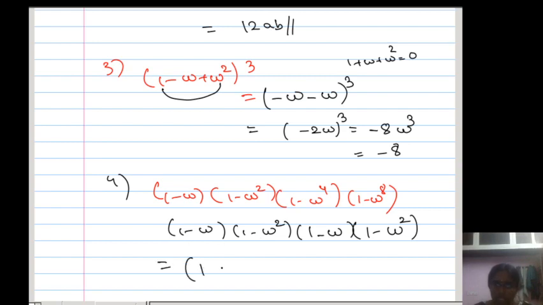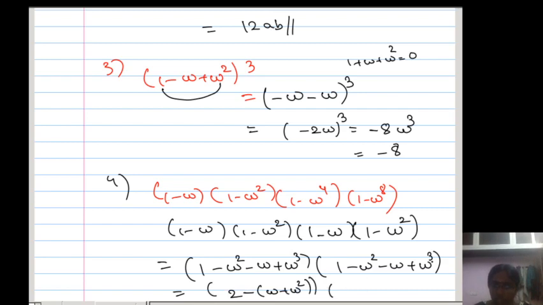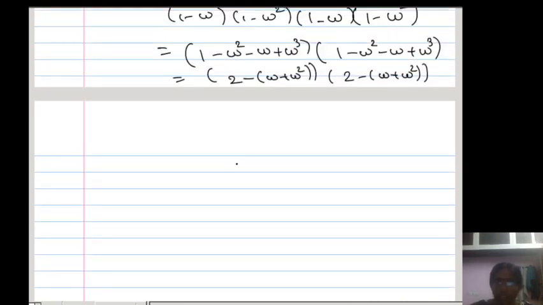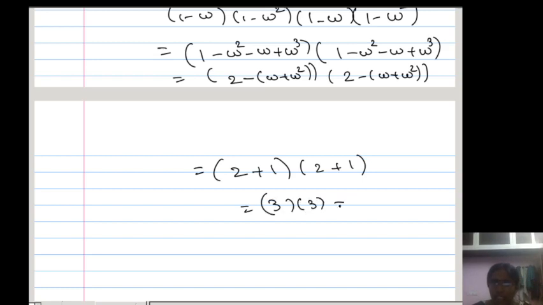This multiplication: (1 − ω)(1 − ω²) = 1 − ω² − ω + ω³. Similarly, the other multiplication gives 1 − ω² − ω + ω³. But I know that ω³ is equal to 1. So 1 + 1 is 2, minus of (ω + ω²). Similarly, ω³ is 1, plus 1 is 2, minus of (ω + ω²). But I know that ω + ω² is −1. So that's why I can simplify easily here. So I'm going to simplify: 2 − (ω + ω²) = 2 − (−1), minus into minus plus, so plus 1 here. 3 into 3, you get 9.